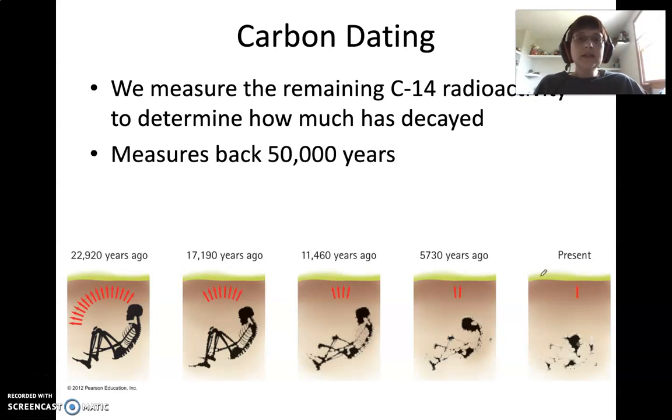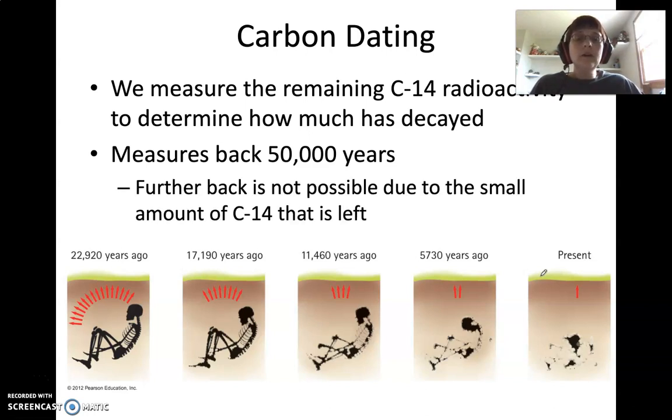This carbon dating for carbon-14 allows us to measure back 50,000 years, and that's all the farther it will work. Any farther back is not possible because the amount of carbon-14 that's left is too small. Because remember, there's only that tiny fraction of it that's being taken in from the atmosphere. You're not building up a huge amount of it in your tissue, and our detection instruments are not able to detect it any farther back than that.